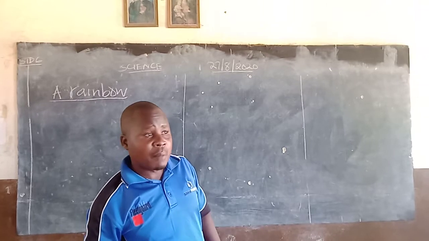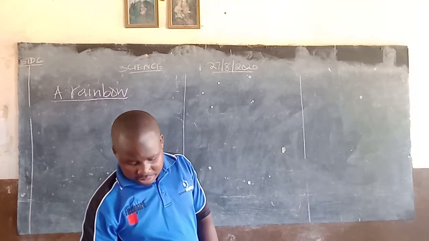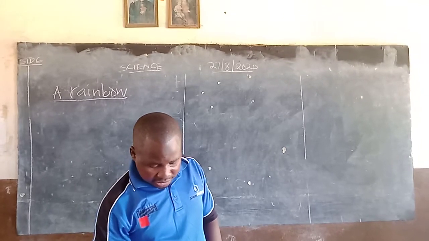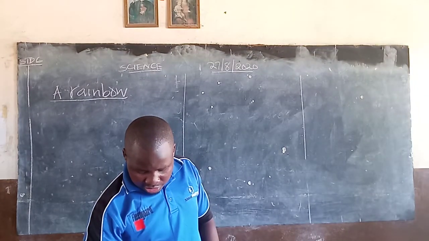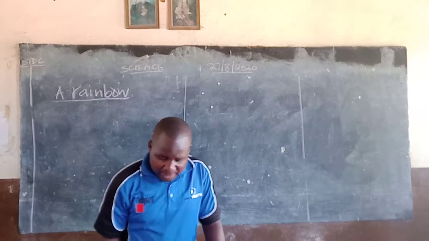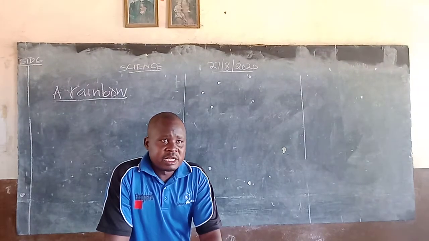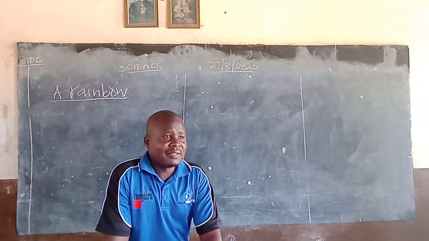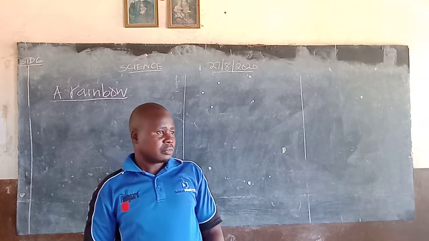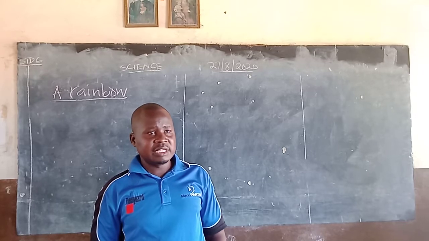Rainbow is formed basically because of the refraction. As I said very early, you know what a refraction is now. Rainbow is formed by the refraction of sunlight as it passes through droplets of water. I don't know whether you have realized this.